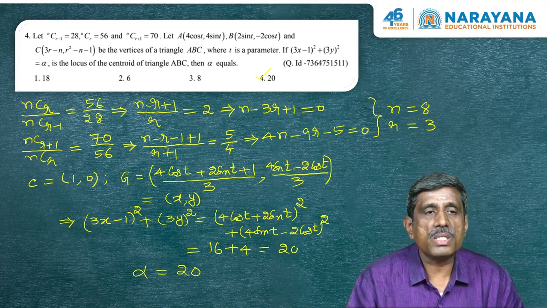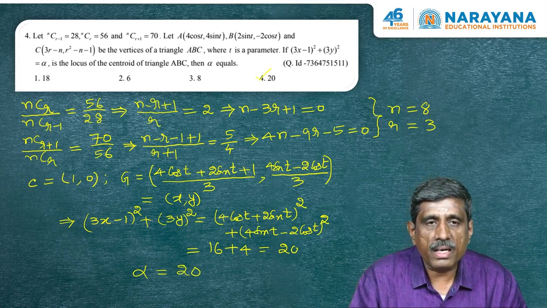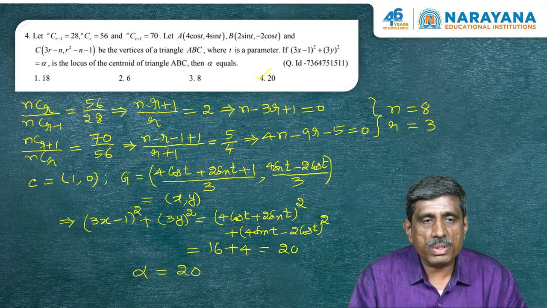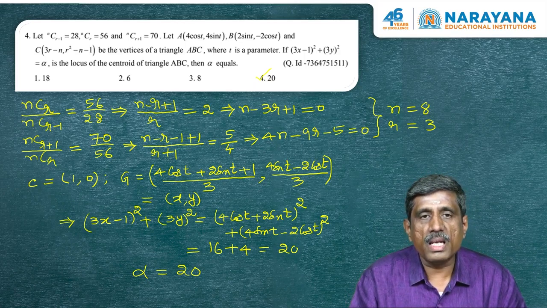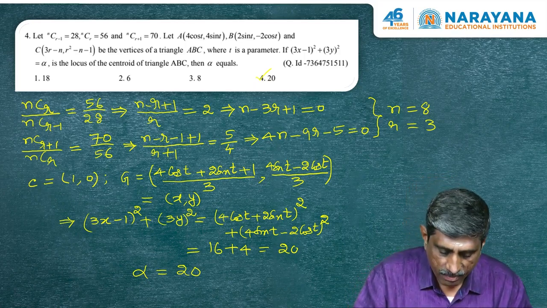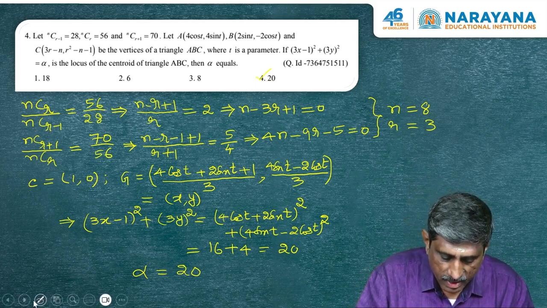So, we have to find the values of n and r first of all and identify the point C. Using the point C, we have to find the centroid, eliminate t, and we get the required relation. Good. Let us move on to the next question similarly.